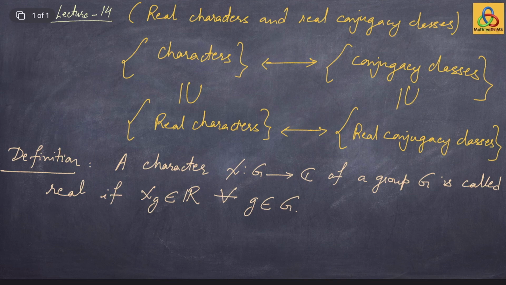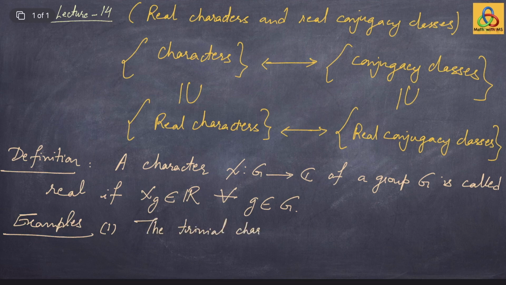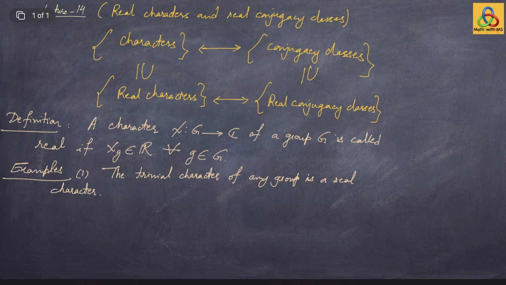You have a group G and take any representation, take its character. If it takes only real values, then you say it's a real character. Notice that the trivial character is always a real character. The trivial character of any group is a real character. Let's consider another example.